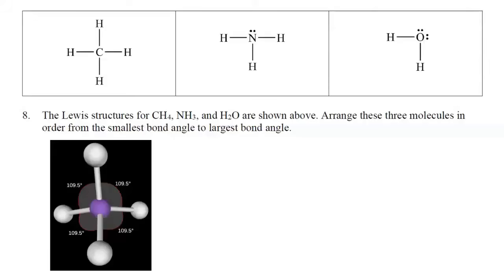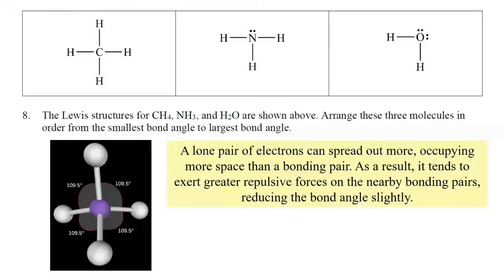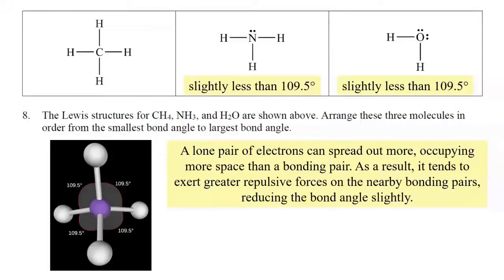But NH3 has one lone pair of electrons on the central atom, and H2O has two lone pairs of electrons on the central atom. So a lone pair of electrons can spread out more, occupying more space than a bonding pair. As a result, it tends to exert greater repulsive forces on the nearby bonding pairs, reducing the bond angle slightly. So our prediction is that both NH3 and H2O should have bond angles that are slightly less than 109.5 degrees.